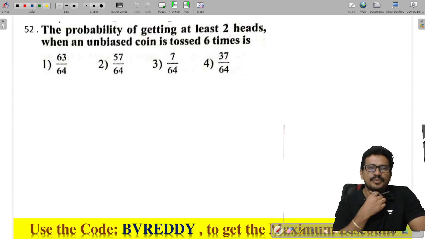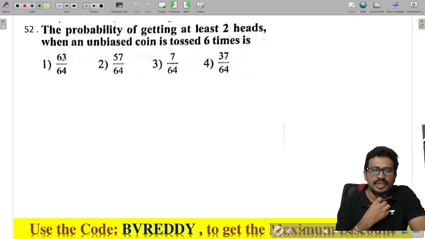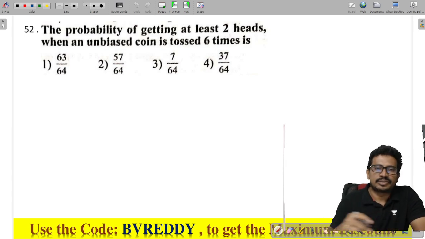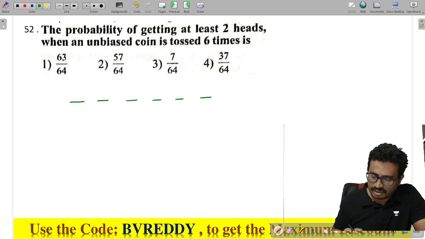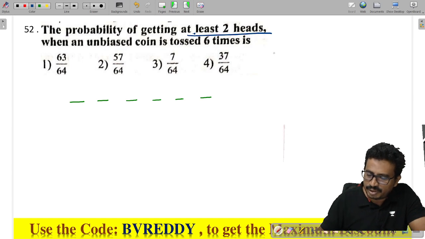Next, the probability of getting at least two heads when two unbiased coins are tossed 6 times. So we have tossed the coin 6 times. We need the probability of getting minimum two heads. Minimum two means I can see this as 1 minus, so 1 minus, I can say, probability of getting 0 heads and probability of getting 1 head. I can do this.